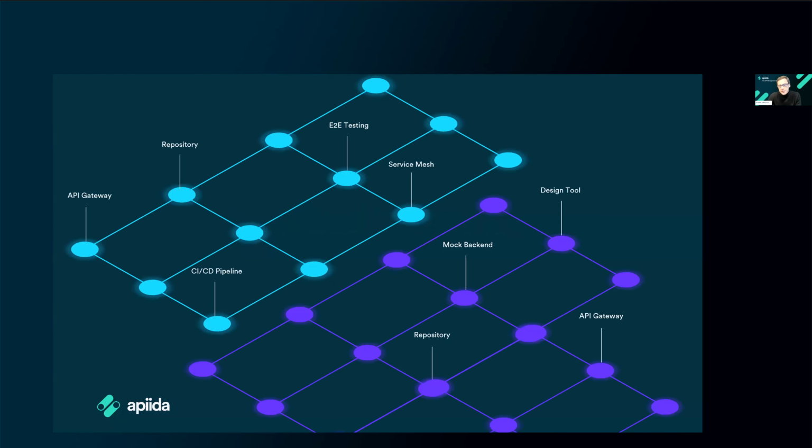In reality, your API landscape probably looks something like that. You have a whole lot of different systems that might talk to each other. Some do, some do not. You might have multiple API management solutions in place. And you have a lot of other systems connected: design tools, mock backends, and so on, and so on, and so on. So the task is not as easy as we just described.